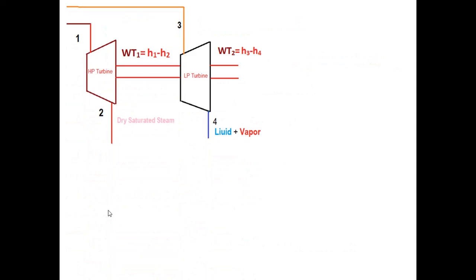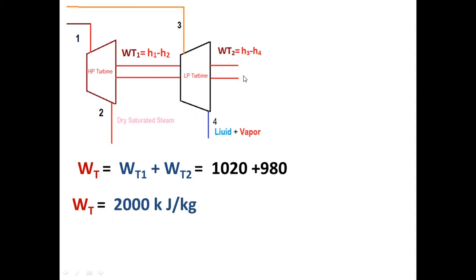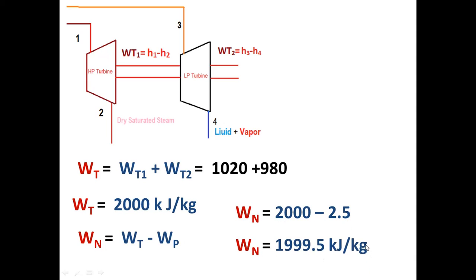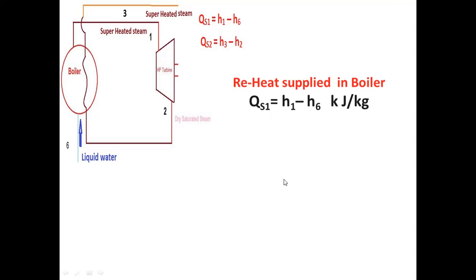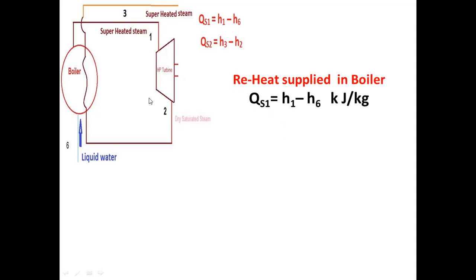So you got H3 minus H4, and H1 minus H2. This is turbine 1, turbine 2. Therefore, the total work produced by the turbine is WT1 plus WT2. You note down this total work. So net work is W turbine minus pump work. This is the net work.